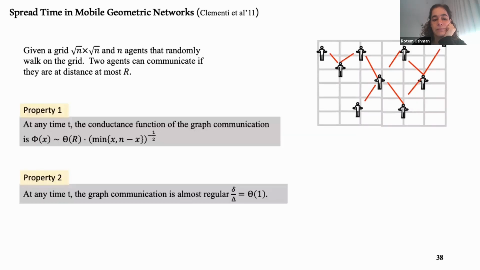The first interesting property is an estimation for the graph conductance of the communication graph. This property says that if at any time we take a snapshot of the graph, then the graph conductance satisfies this estimation. The second property is about the degree sequence of the communication graph over time. It says that at any time the communication graph is almost regular. The main technique behind these two properties came from the fact that although the agents are moving on the plane, they are in a stationary distribution.